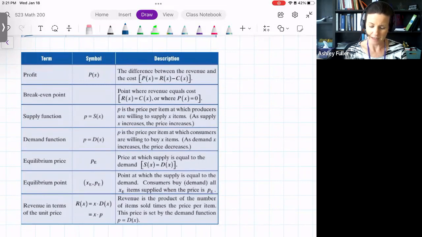Your supply and demand functions. And notice here, this is the price at which producers will supply X items, and then the price at which consumers will buy it. If I'm not going to make enough money, I certainly don't want to make the product, but as a consumer, I'm not going to pay for the product if it costs too much. And then we'll also move into equilibrium points as well as revenue.